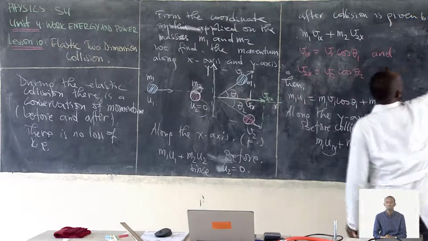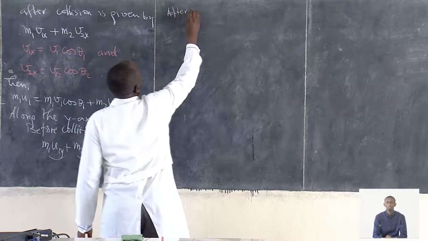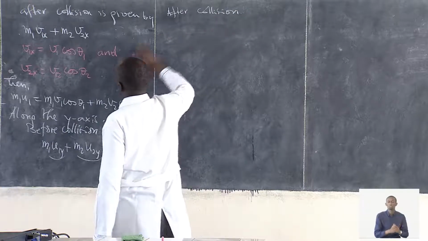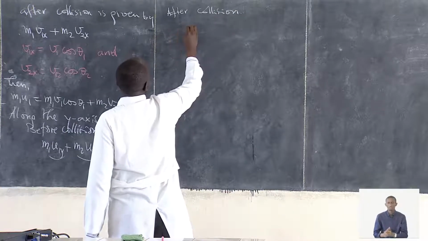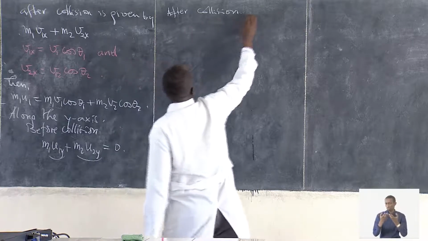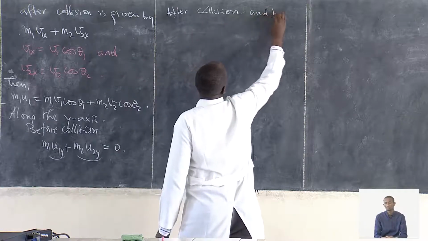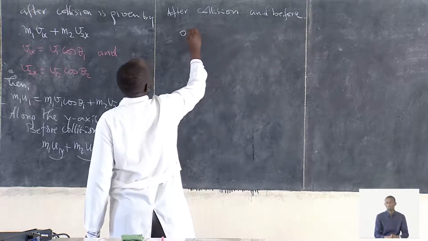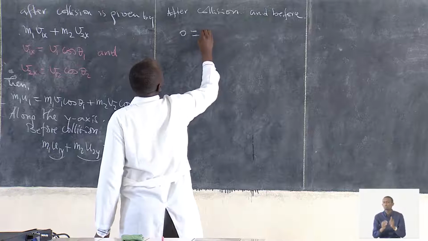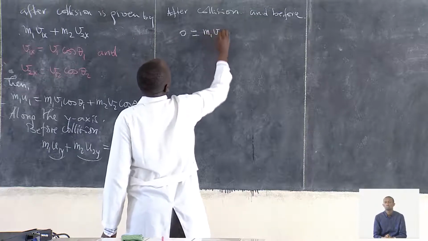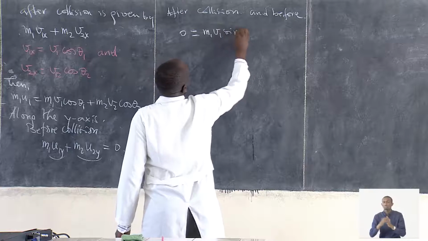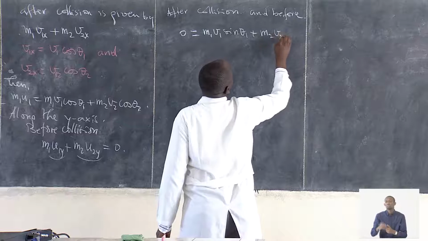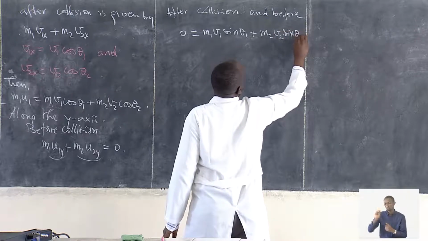But then after collision, so here's what we have. In general, we have after and before collision. So we have that 0 equals M1 V1 sine theta 1 plus M2 V2 sine theta 2.